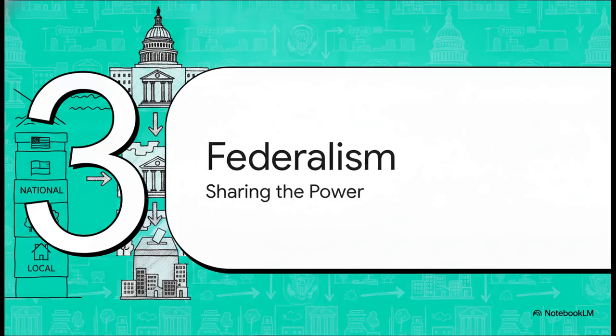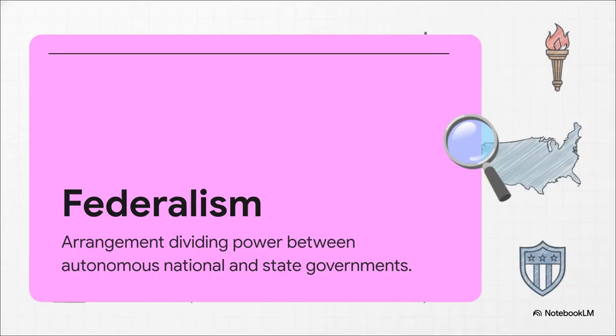Which brings us to Section 3, Federalism, sharing the power. We've talked about the horizontal division, so now let's explore the vertical division of power, moving from the national level all the way down to the states. This brings us to a crucial civics term, federalism. It's an institutional arrangement dividing power between 2 relatively autonomous levels of government, the national government and the state governments.